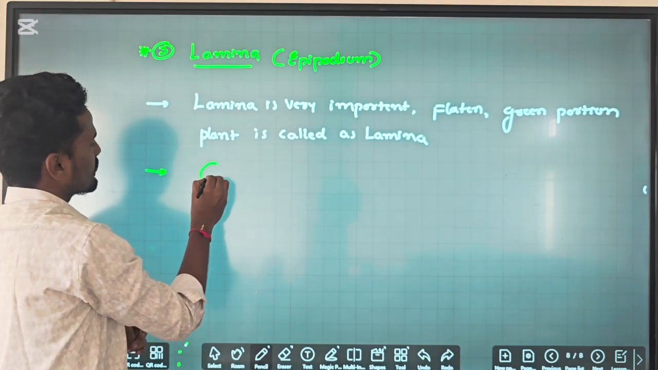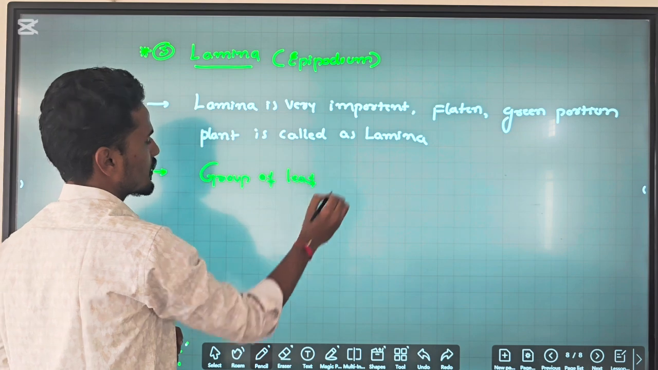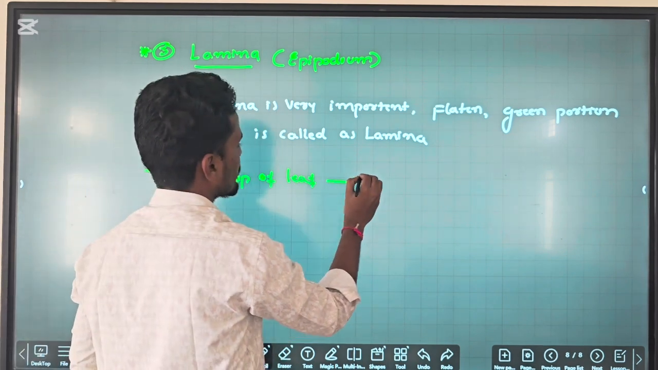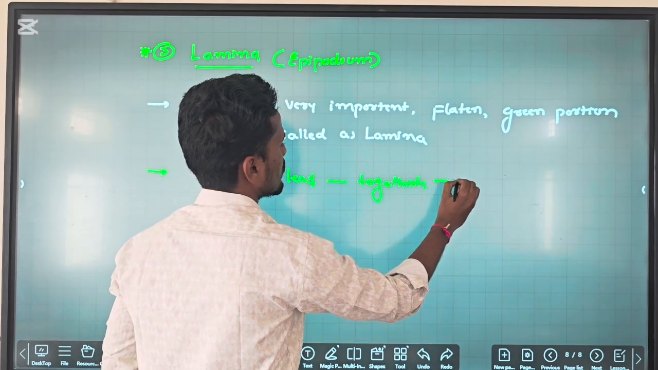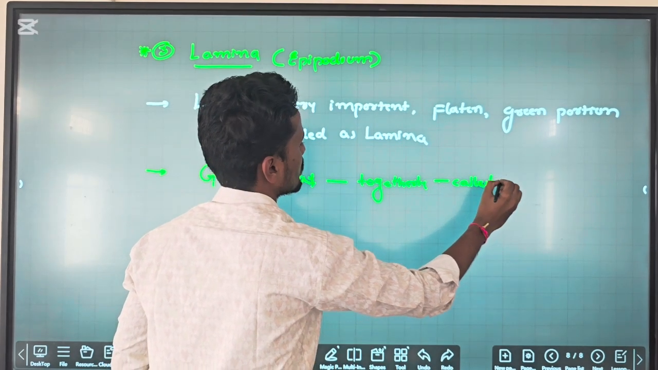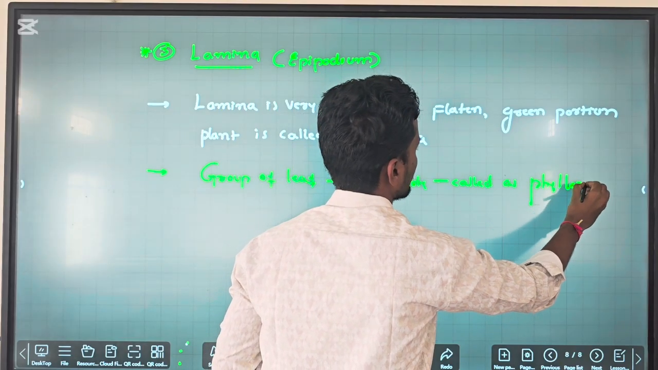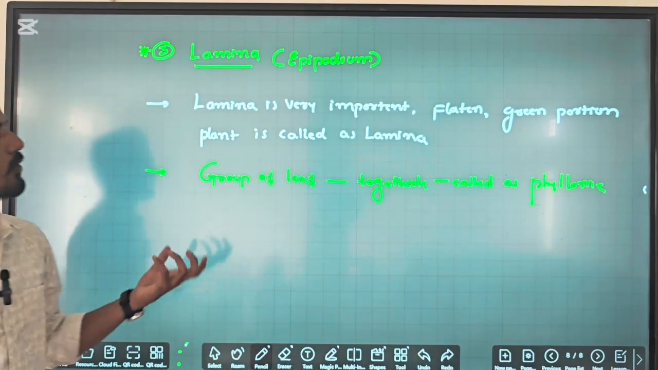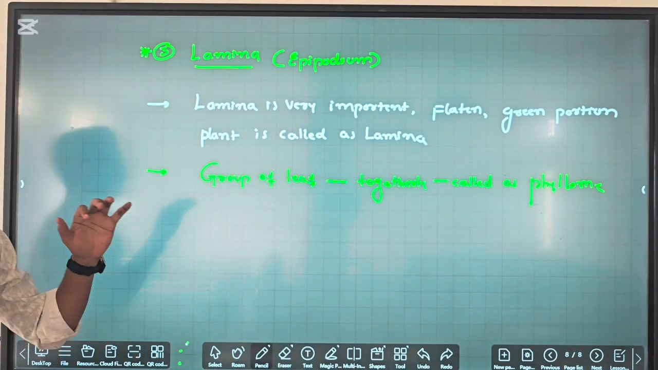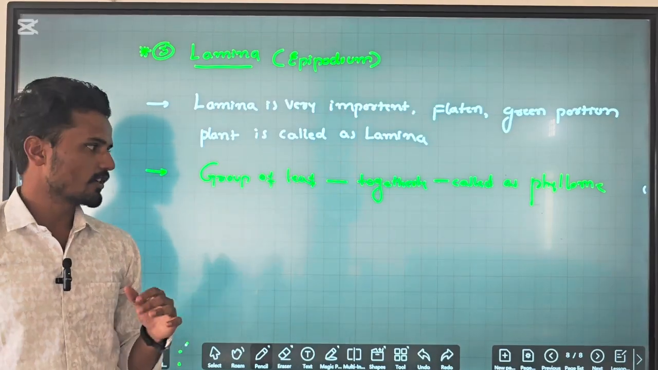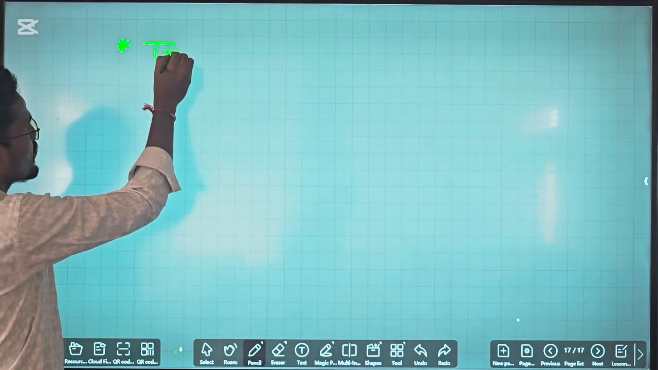The group of leaves which are present on a plant are together called the phylum. This is all about the three important portions of a leaf. Hope you people got a clear understanding of it. Next we are going to talk about types of leaf.